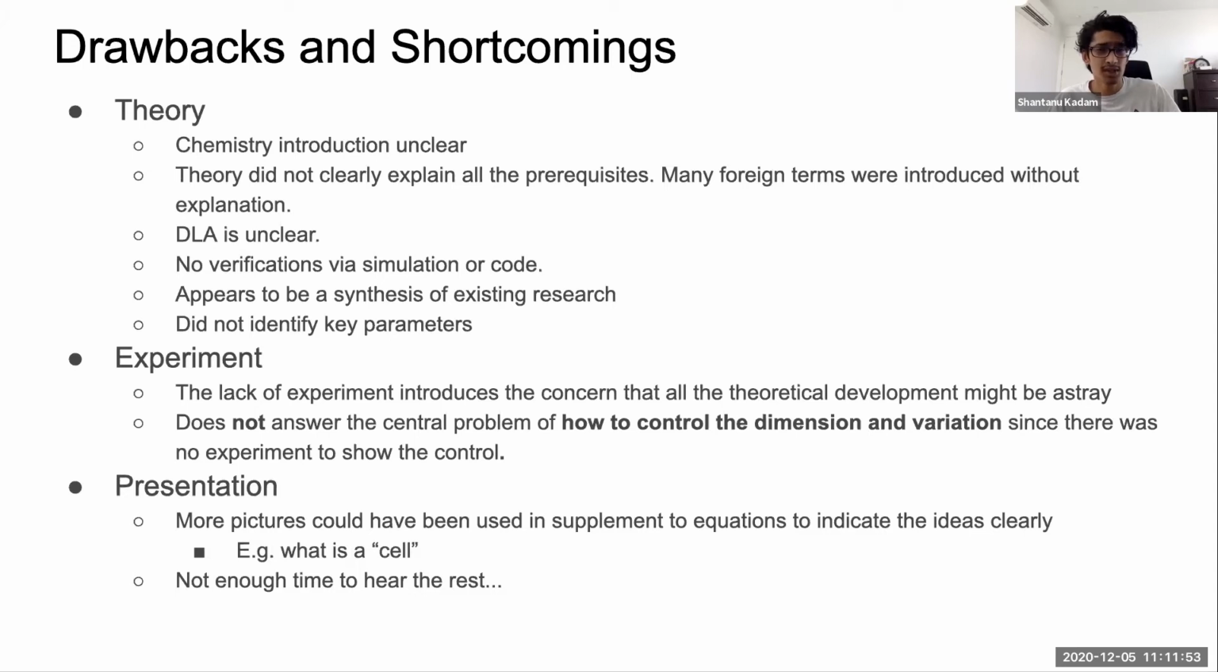The last thing I will say about theory that was concerning to me and that I'd like to hear more about from you all is identifying the key parameters or the choice parameters. And that's the biggest topic I'd like to discuss. Moving into the experiment, obviously the lack of experiment is really concerning, namely because it doesn't verify the theory, but also because that's half the prompt, or most of the prompt, really 80%, because there's this question of how to control the dimension and variation.